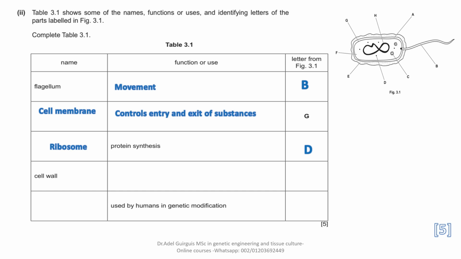Cell wall. Here letter A represents the cell wall. Its function is to prevent bursting and provide support to the bacterial cell, by preventing excess water entry to the bacterium. That is letter A. Which letter or structure is used by humans in genetic modification? Circular DNA plasmids, letter C.